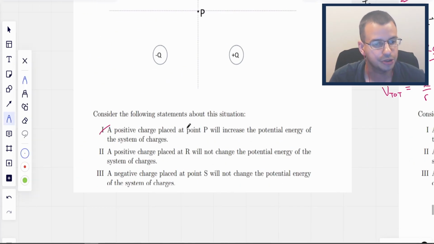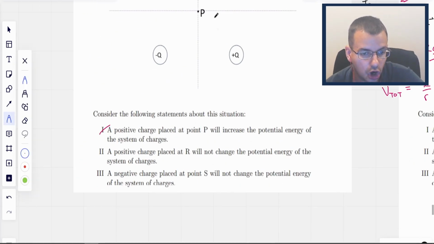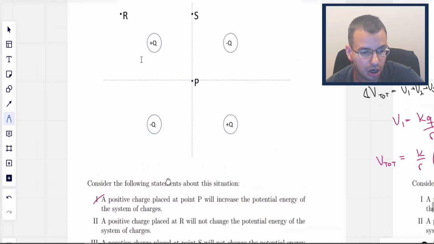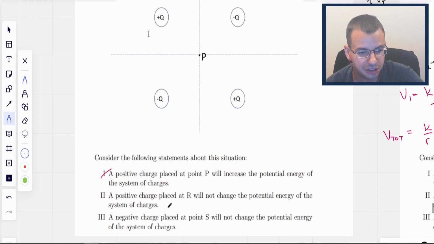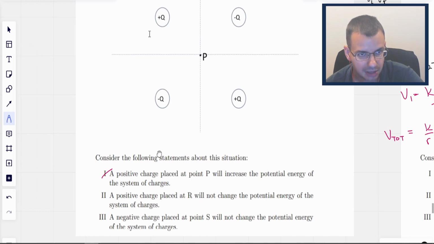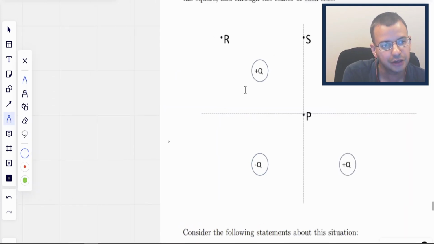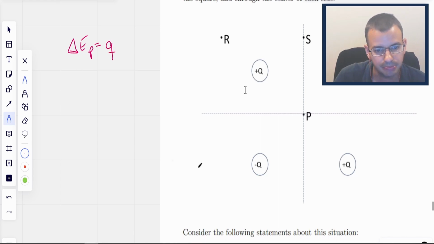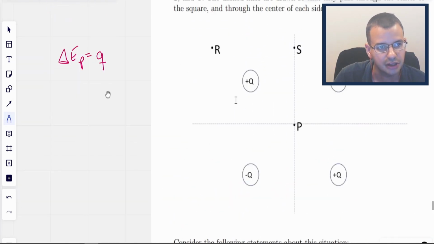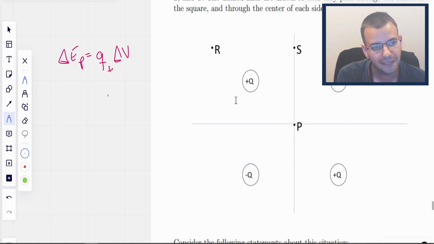Okay. Number 2, a positive charge placed at R will not change the potential energy. So we're looking at R. A positive charge placed at R will not change the potential energy of the system. Maybe. So this one might be a little bit more nuanced. I'm going to do the exact same idea. So I'm going to say change in potential energy equals Q, the positive charge we have, times delta V, and then we want to find what delta V is.